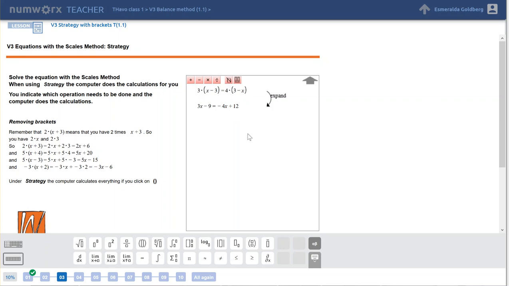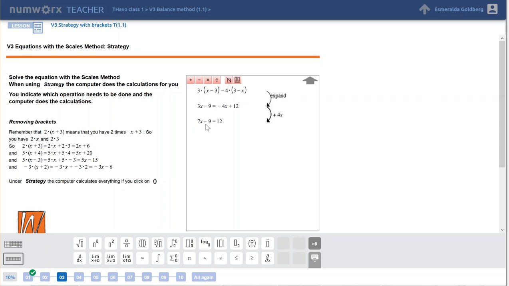And from here on, it's the same as before. So we try to get all of the x's to the left-hand side and all of the regular numbers to the right-hand side. Right now, on the right-hand side, we have minus 4x. If we want to remove that, we have to do plus 4x on both sides. So I press the plus button and I type in 4x. On the right-hand side, all there's left is 12. And on the left-hand side, the 3x has become 7x because 4x has been added to it.